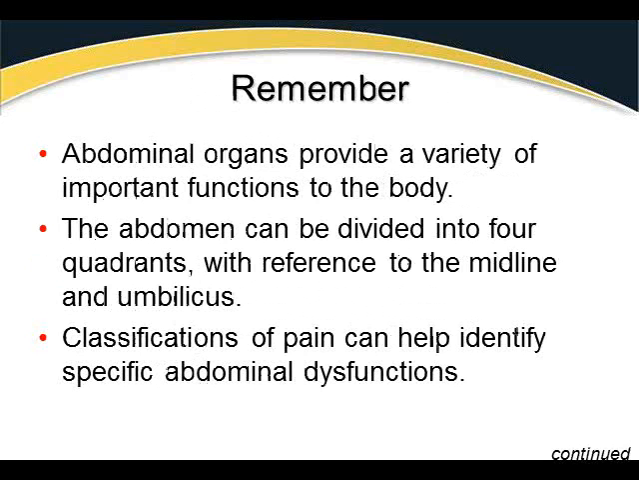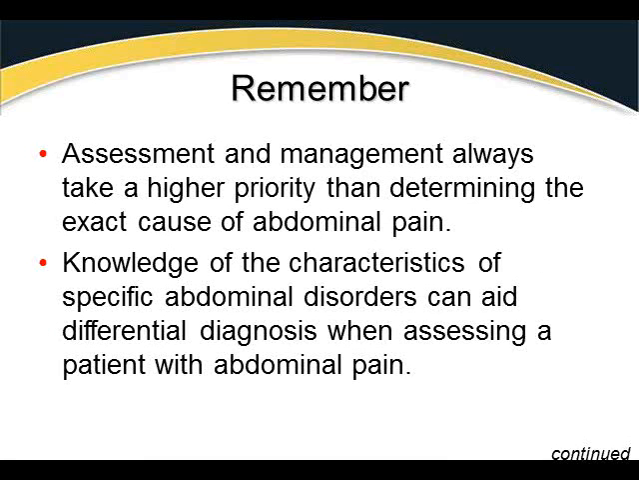So those abdominal organs provide obviously a large number of important functions for the body. Remember, there are hundreds and hundreds of jobs that the liver performs itself. The abdomen can be divided into 4 quadrants, with the umbilicus being the reference point. And our classifications of pain can help us identify certain dysfunctions, whether we're talking visceral or parietal.